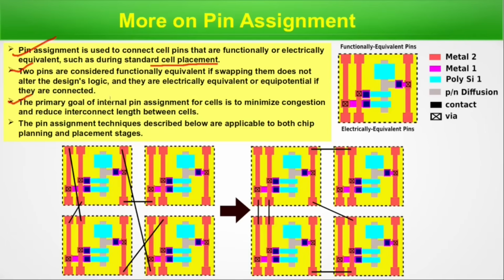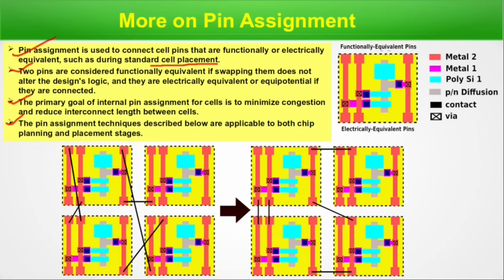The primary goal of internal pin assignment for cells is to minimize congestion and reduce interconnect length between cells. Why do we do that? So that congestion, where one signal is crossing another signal, does not arise, and to reduce interconnect length between cells. The pin assignment techniques described below are applicable to both chip planning and placement stages. These are the diagrams here.